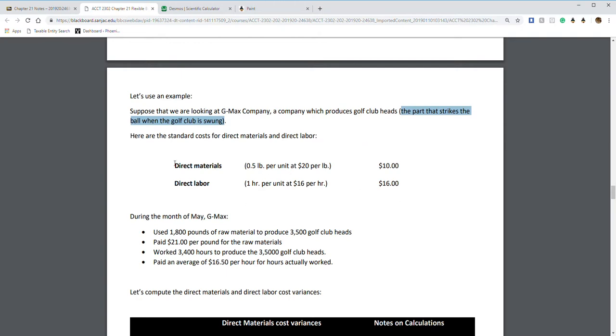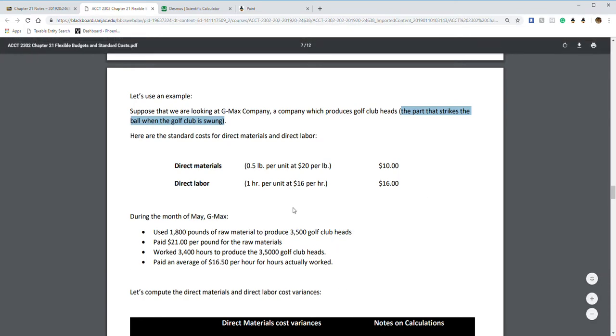Anyway, so their standard costs are this. Direct materials are 5 pounds per unit at $20 per pound, or basically $100. Direct labor is 1 hour per unit at $16 per hour, or about 16 bucks. We will also know this information going on too.